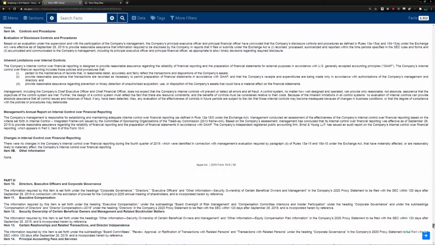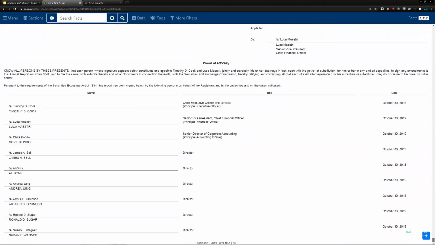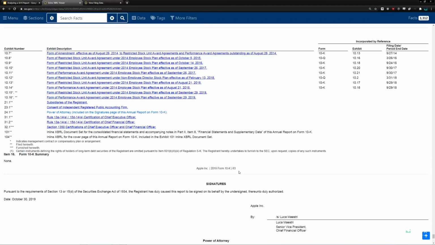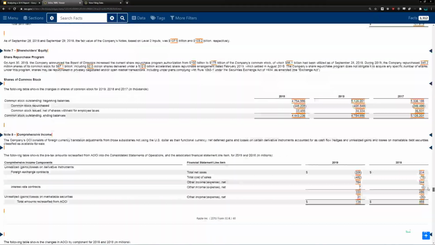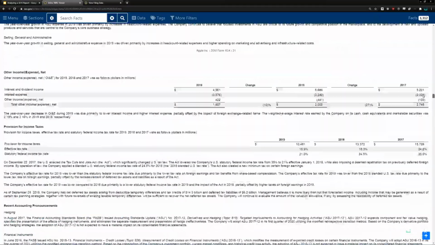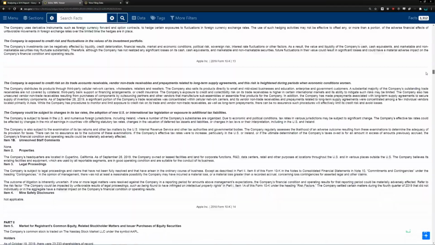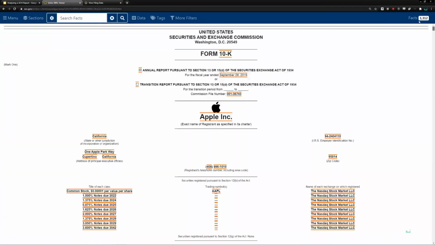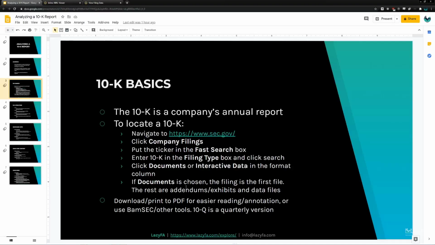So this says it's 63 pages, but that's actually 63 pages of the financials. And I believe that maybe it is only 63 pages. These get pretty long, though. They can get to a couple hundred pages in some instances. But anyway, that's how you find an SEC filing. So if the documents option is chosen, the filing is always the first file there.